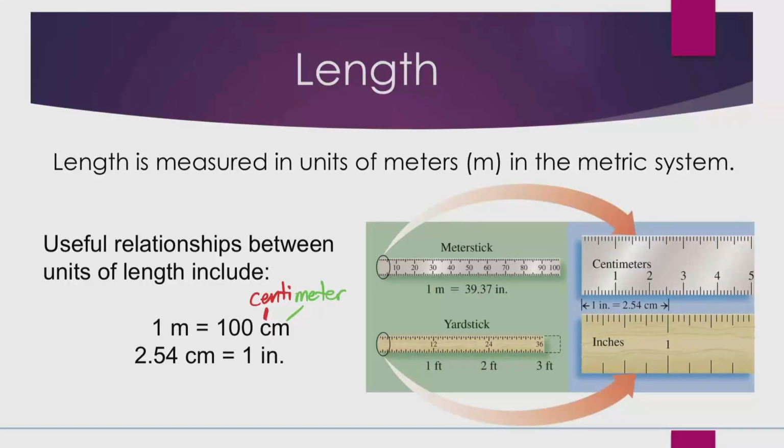So centimeters, centi, like cents, like with money. There's 100 cents in a dollar. There's 100 centimeters in a meter. Same relationship. And then 2.54 centimeters equals 1 inch. That's one of my favorite conversion factors. That's an exact conversion factor.